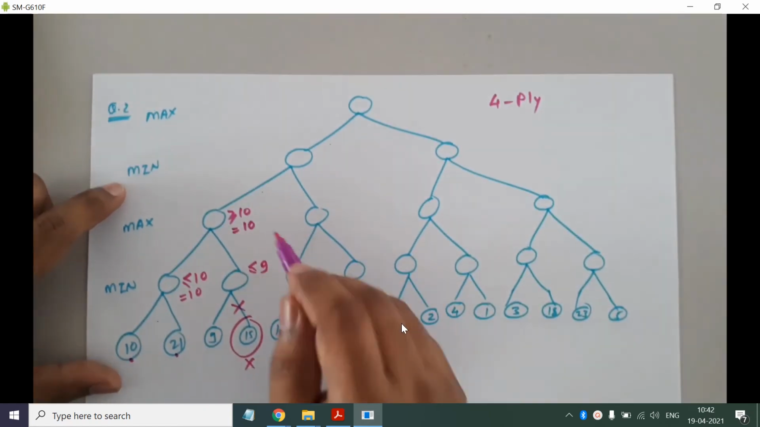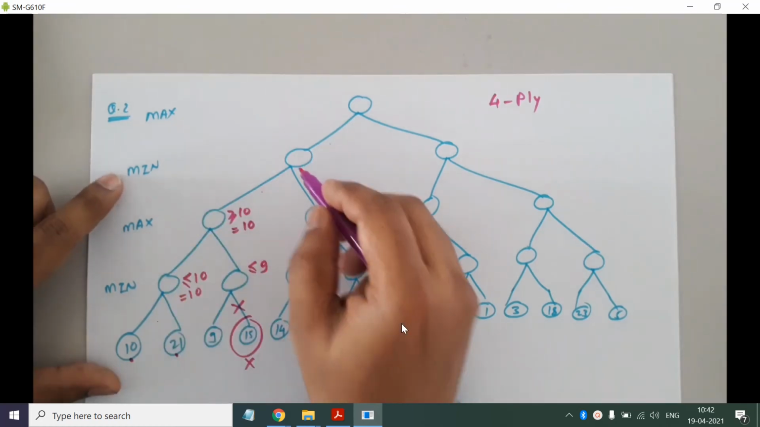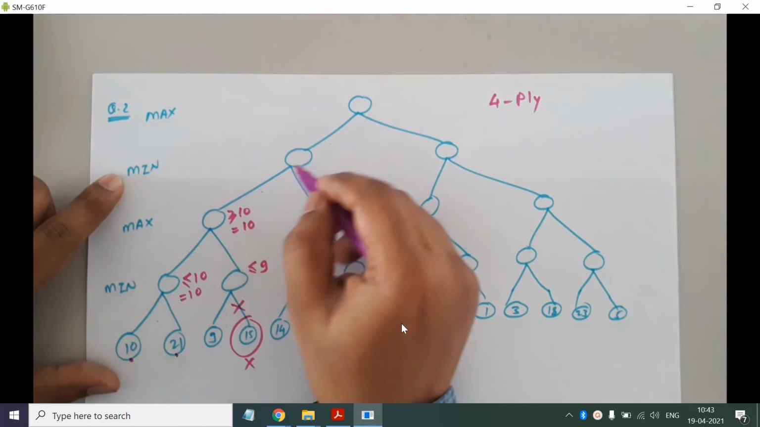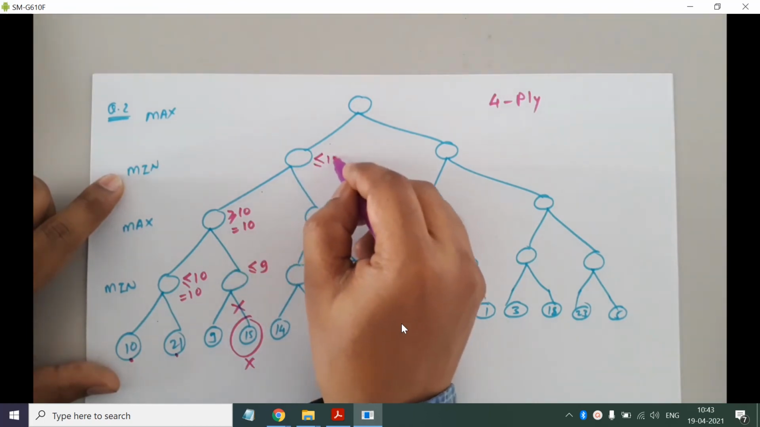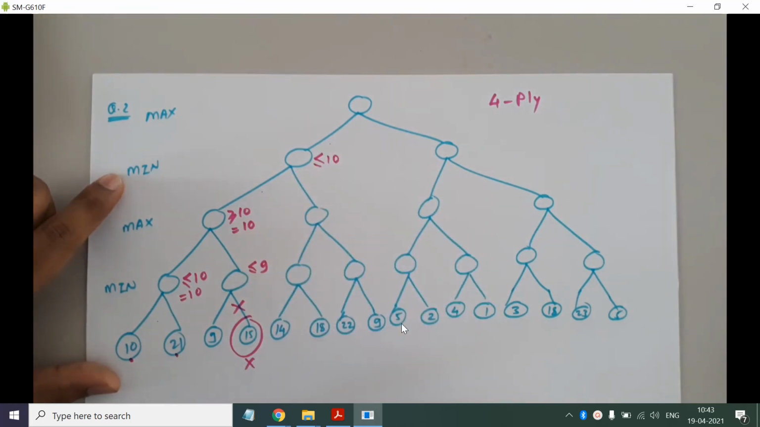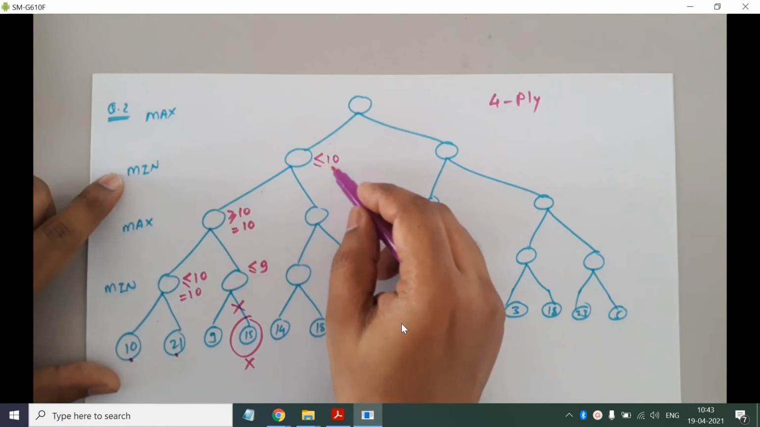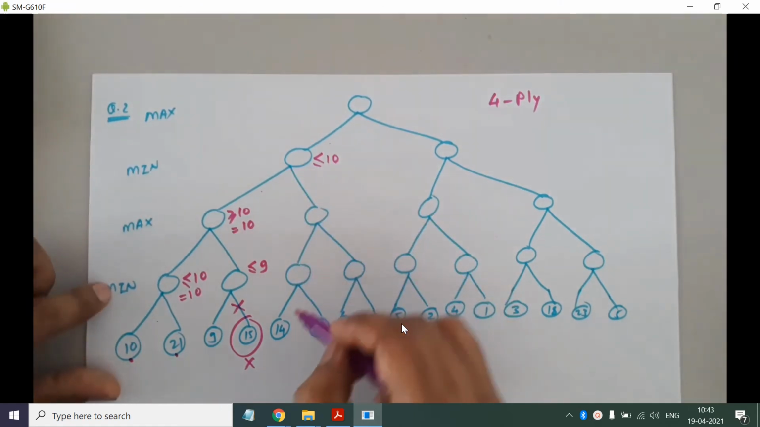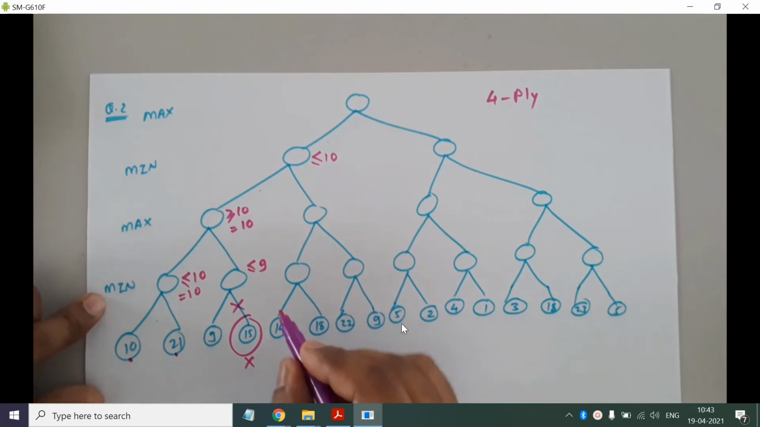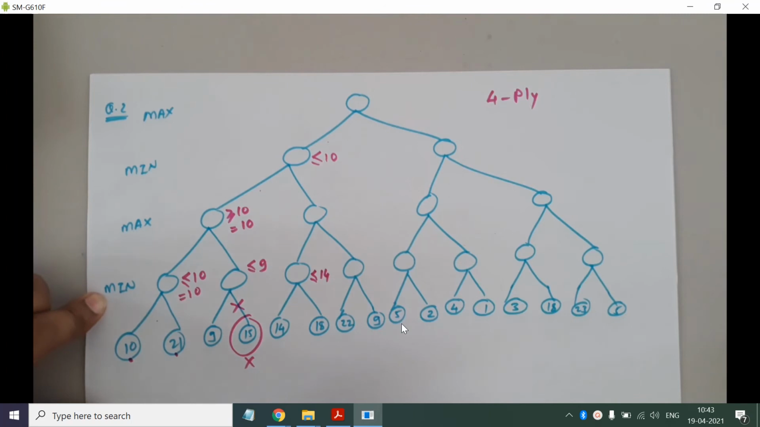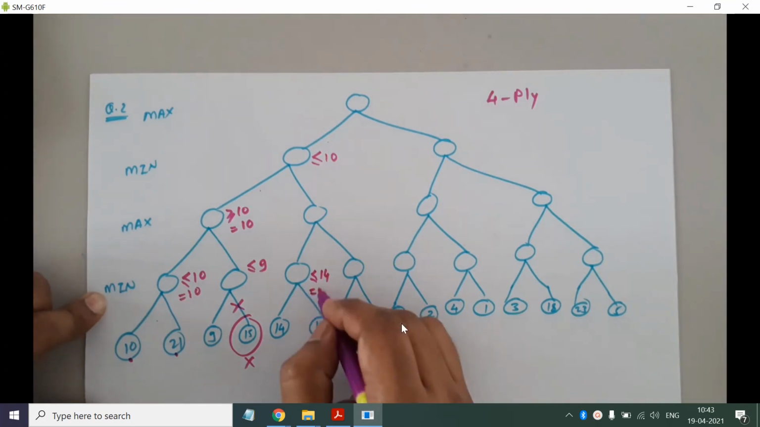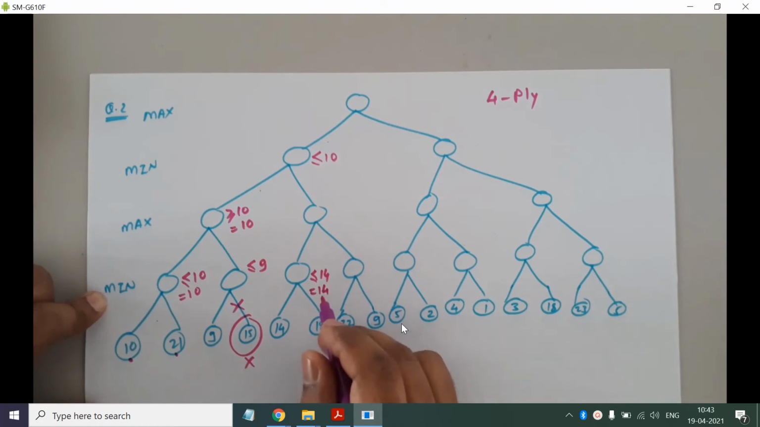We'll come here, a minimum node is there, so we'll update the beta value. Now min will try to reduce this 10 value, so he is expecting a value lesser than 10 from this branch. So we'll come here. Now here we have min, and he is expecting a value lesser than 14. Then in the second we have 18, so its beta value will become 14.